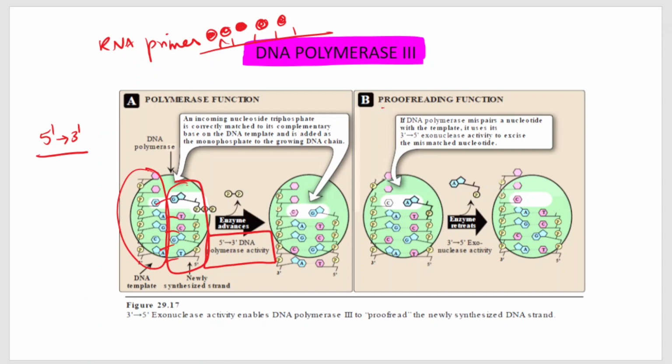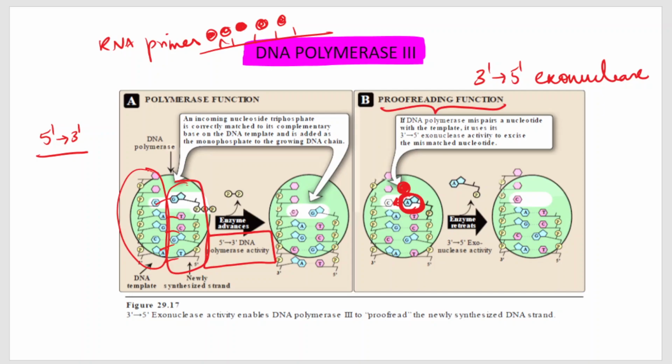Now it also has another reaction, which is the proofreading action. Proofreading action is along the 3' 5' exonuclease activity. Yes, 3 prime 5 prime exonuclease activity. Now that we have added one nucleotide, after adding the nucleotide, this DNA polymerase will recheck whether the added nucleotide is complementary to the parental strand.